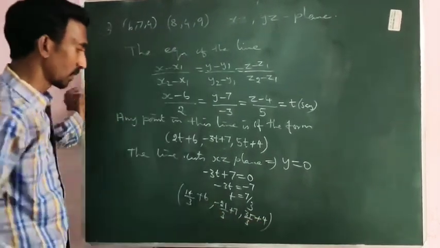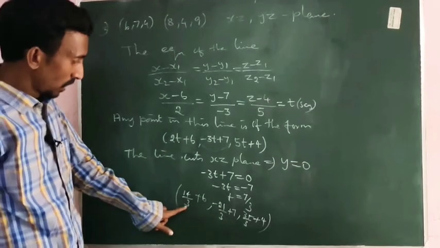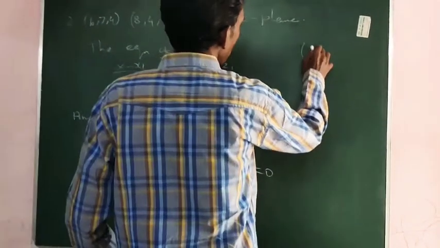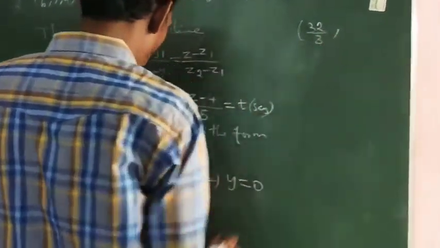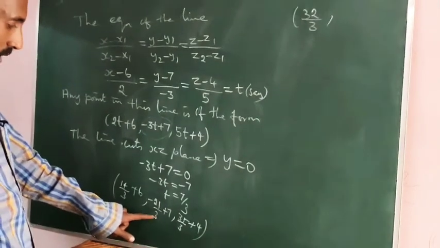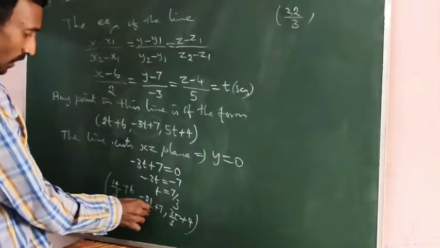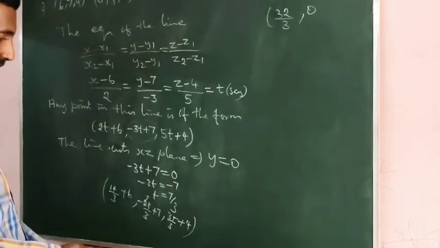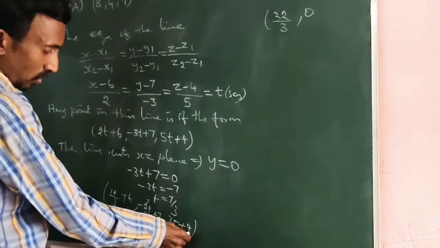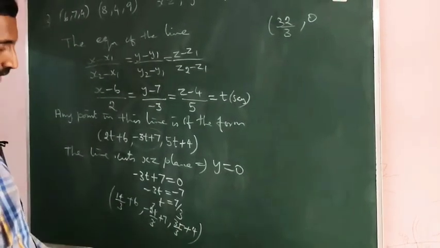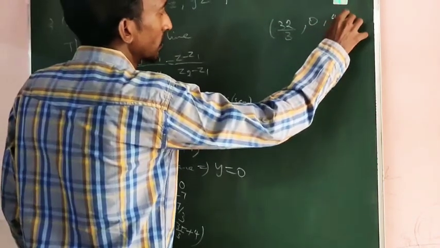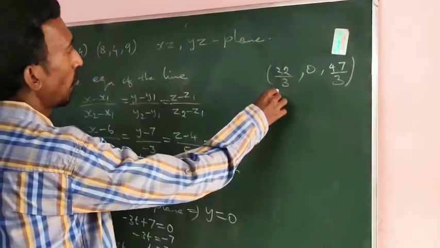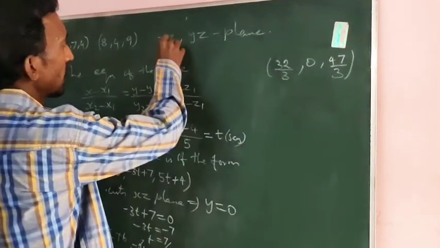Just to simplify this, take the LCM and simplify. 18 plus 14, 32, so 32 by 3, comma. Here it becomes 1 7 times, so it becomes 0. And the last one, 12 plus 35, 47 by 3. So this is the point where the line meets the xz plane.